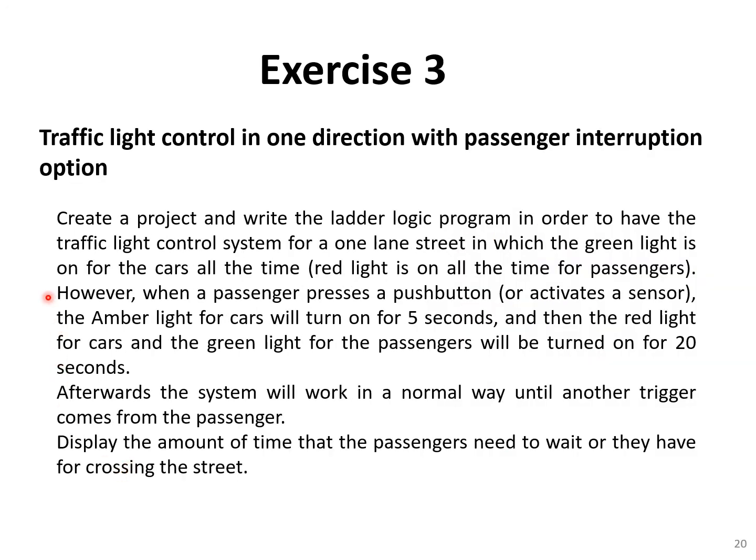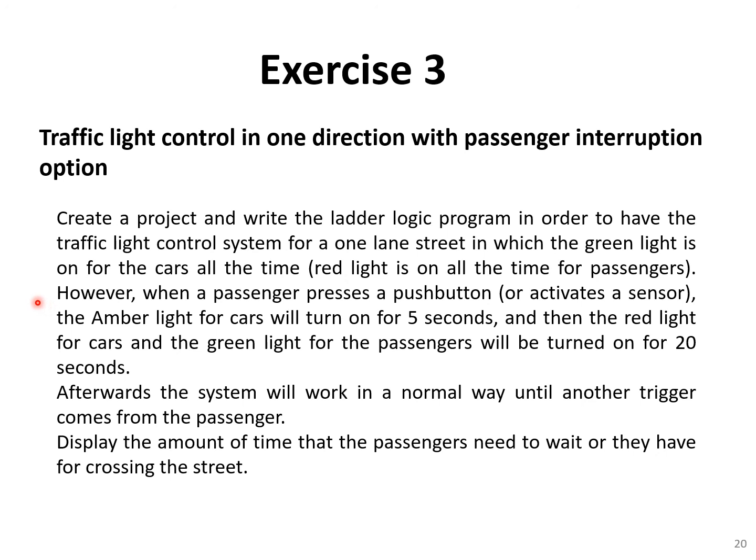Exercise 3, traffic light control in one direction with passenger interruption option. Create a project and write the ladder logic program in order to have the traffic light control system for a one lane street in which the green light is on for the cars all the time. Red light is on all the time for passengers. So the cars basically have right of way and they can always pass the traffic light.